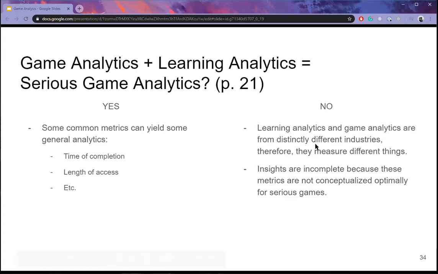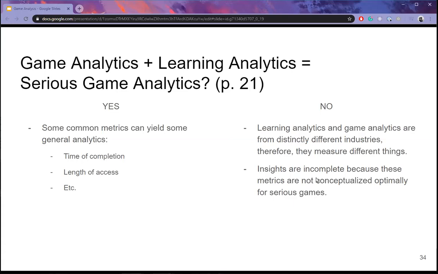As for the no, the reason is that learning analytics and game analytics are from distinctly different industries, as is serious game analytics. So therefore, they measure different things. And insights are not complete because the metrics are not conceptualized optimally for a serious game. So if you consider this question, for example, why should game developers and publishers make use of learning analytics to improve their game designs or to improve sales at all? There's no reason to use it, right? And would researchers and teachers from the learning analytics communities consider game analytics for learning improvement? These questions might be, maybe, I don't know.